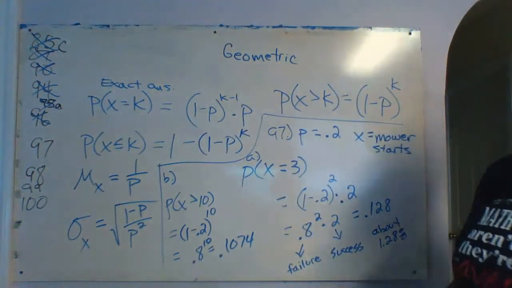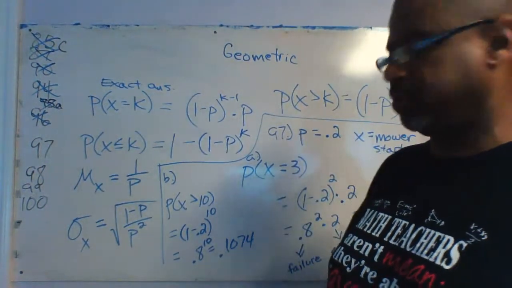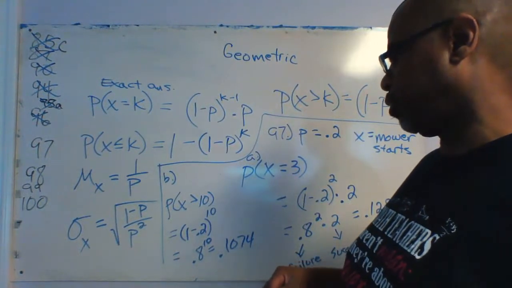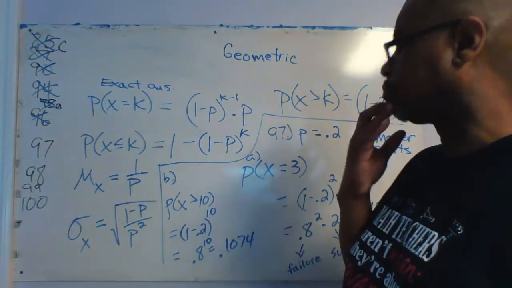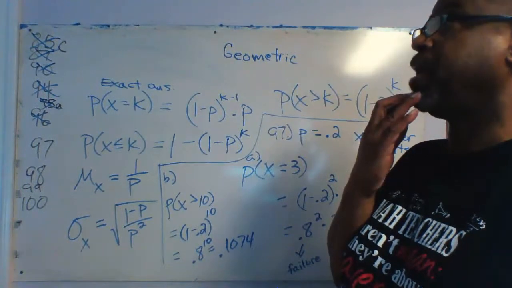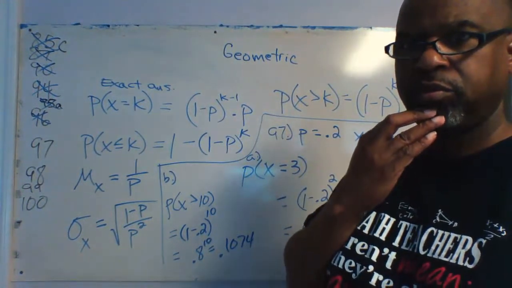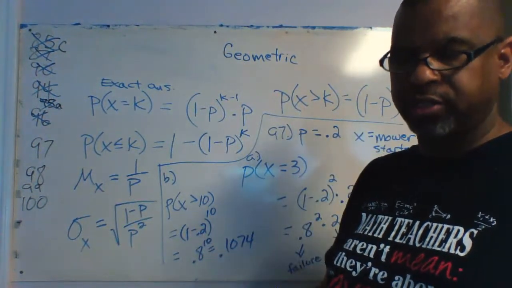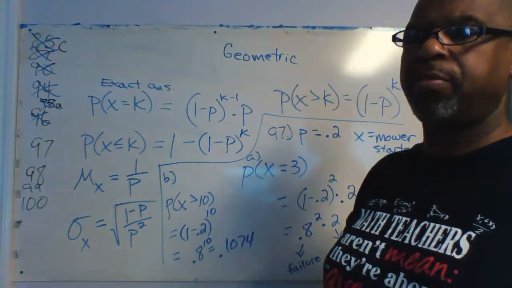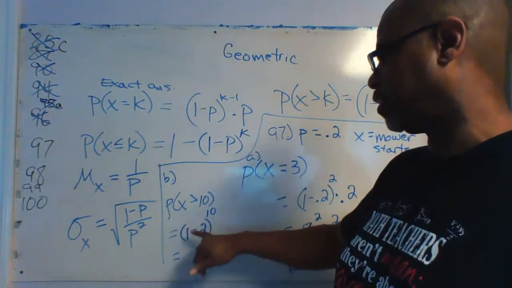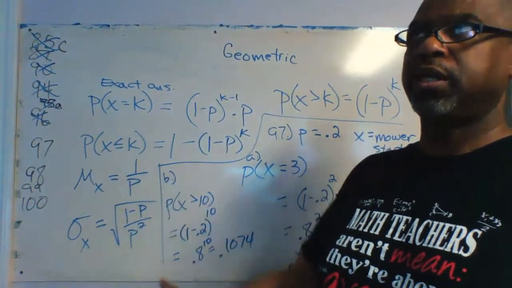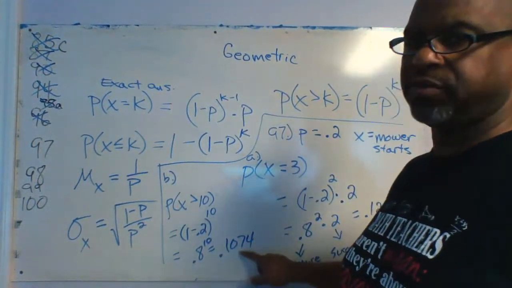Now, if you want to, you could take your graphing calculator, go to geometric CDF, let your lower bound be 1, because geometric starts at 1, and your upper bound is 10. Click OK. It's going to give you this answer right here.